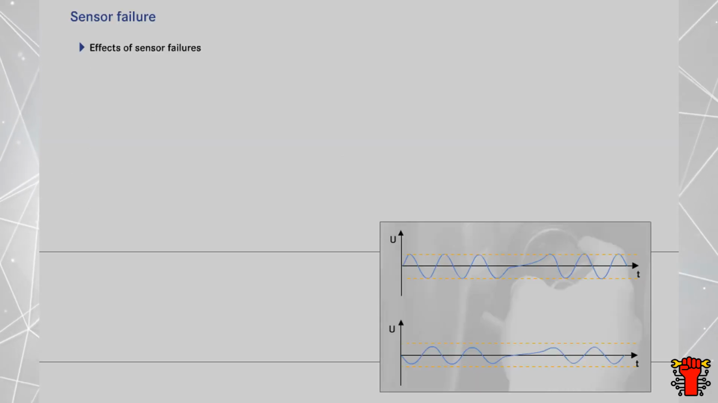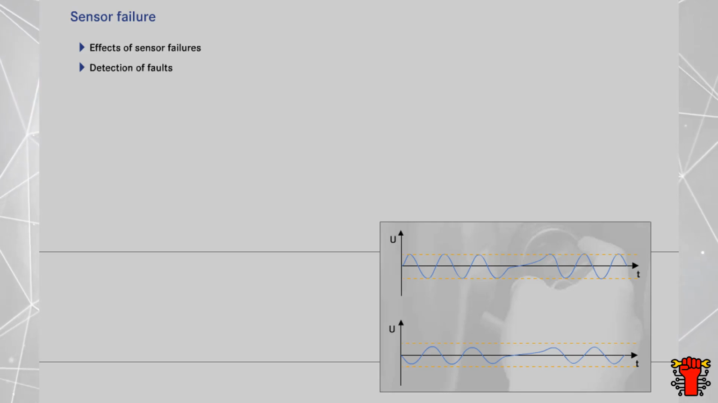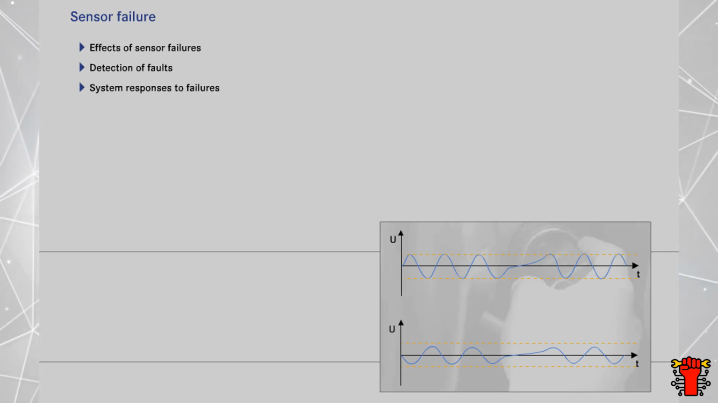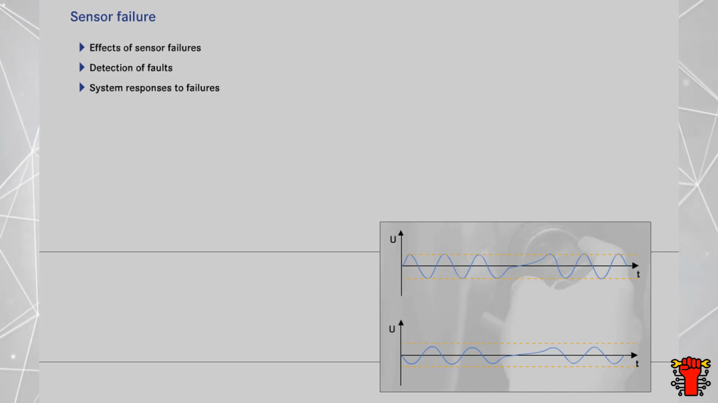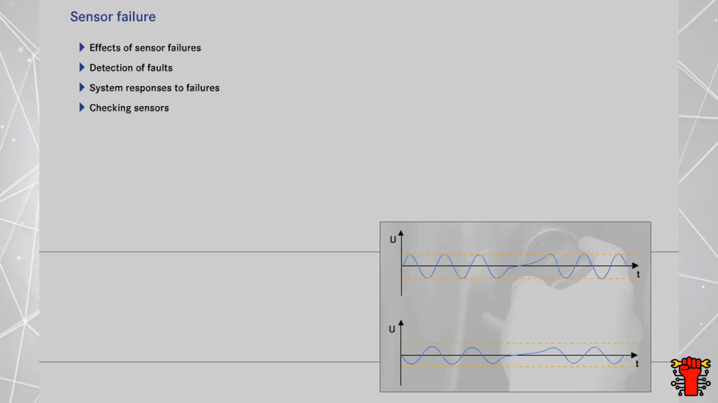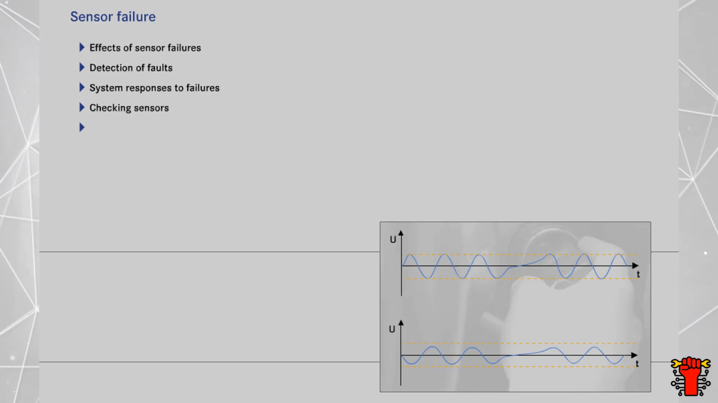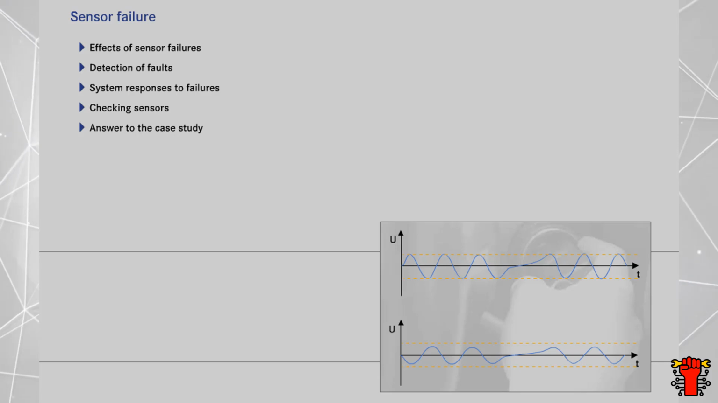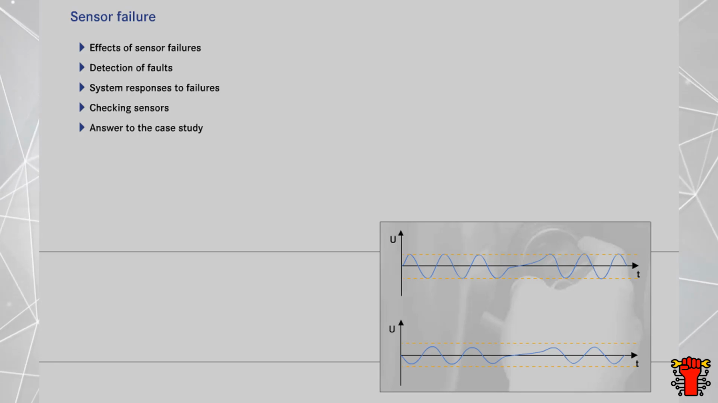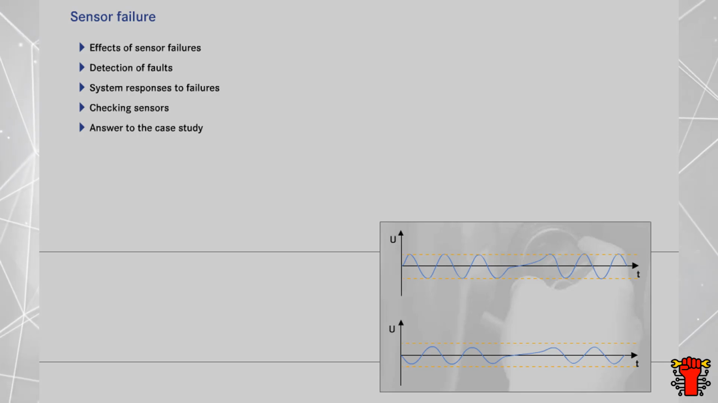This chapter deals with sensor failure and the related effects. You will learn how control modules can detect sensor faults and how the control modules can respond in the event of a sensor failure. The next section covers the options available for checking sensors in fault diagnosis. Finally, you will see the solution to the case study in Chapter 1, in which a faulty crankshaft position sensor resulted in a customer's vehicle not starting up.